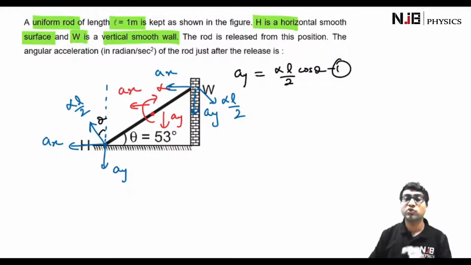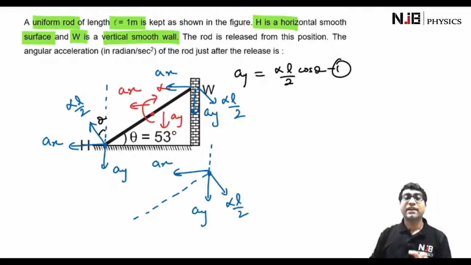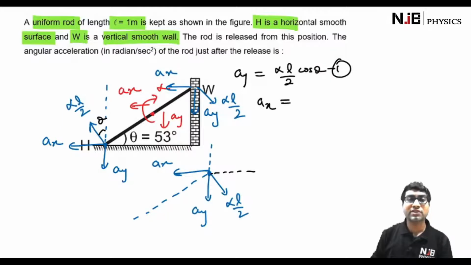For this upper end, this is the diagram for the upper end of this rod, and if you just analyze its kinematics, we can say that its acceleration in the x direction, in the horizontal direction, must be 0 because it is constrained not to move in the horizontal direction. And therefore we can simply say that ax is equal to the component of alpha L by 2 in the horizontal direction, which can be written quite easily because this angle is also going to be theta. So the component of alpha L by 2 in the horizontal direction becomes alpha L by 2 sine theta. So this becomes our second equation.